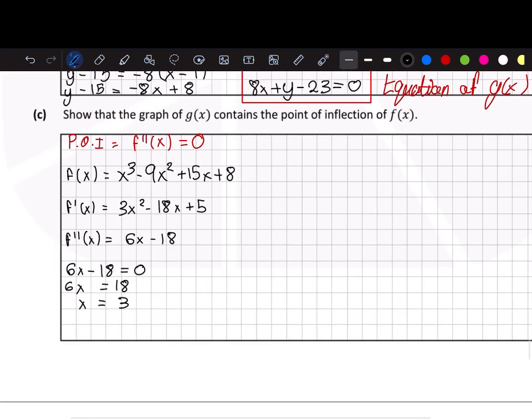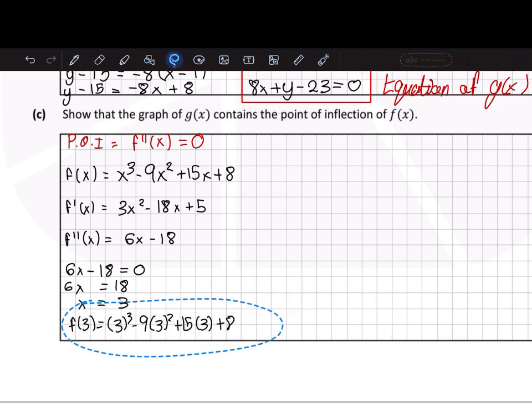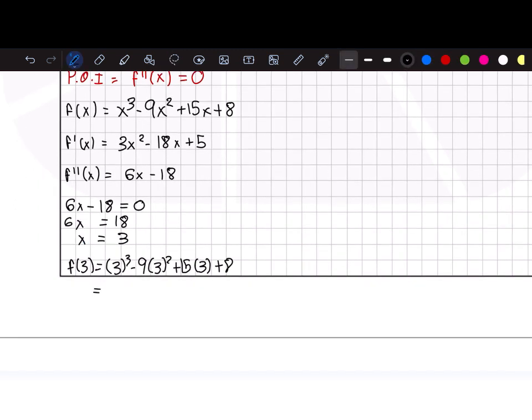I now substitute 3 back into f of x. So if I do that, I do f of 3, which is equal to 3 cubed minus 9 by 3 squared plus 15 by 3 plus 8. I'll bring this down just so I have more room for the next step I'm going to show you. And this gives me the point minus 1. So therefore I have the point 3, minus 1.